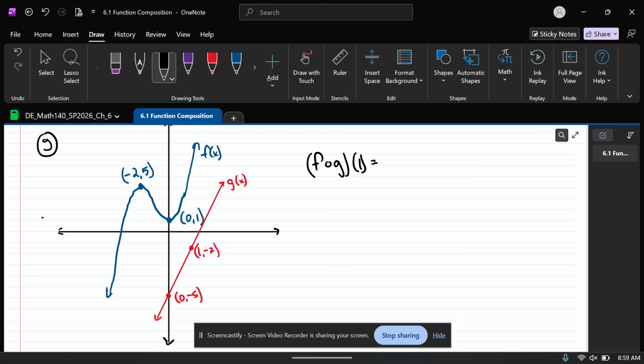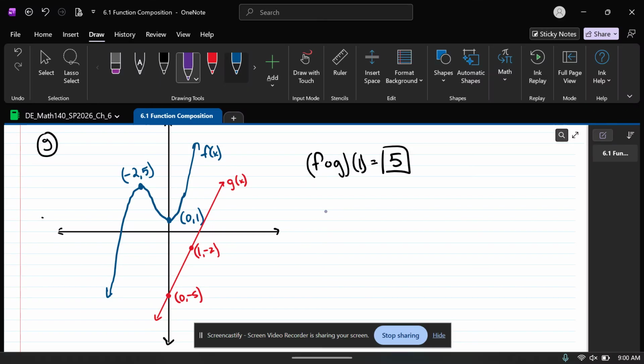So where do I go first? 1 is the x value for what? G. So what's the ordered pair when x is 1? 1, -2. So -2 becomes my new x value that goes into f. So then 5 is your answer. It's the same thing as the table, but it's on a graph. So my final answer there would be 5.